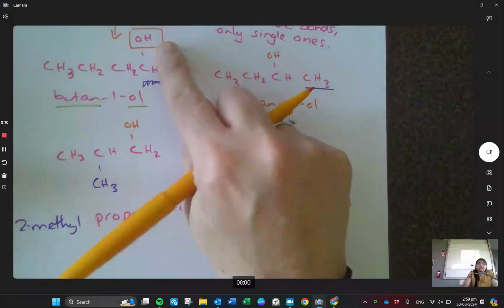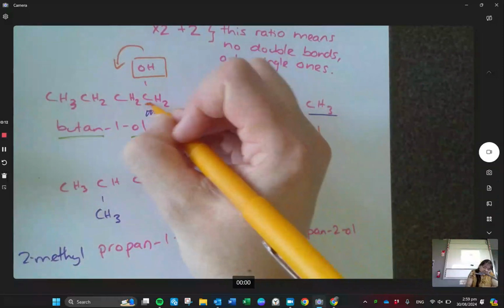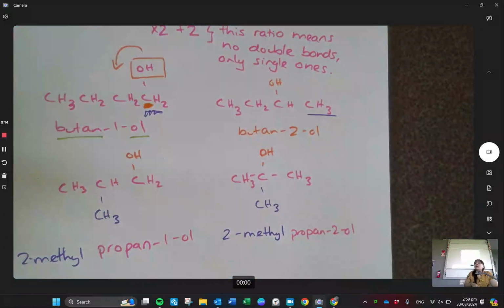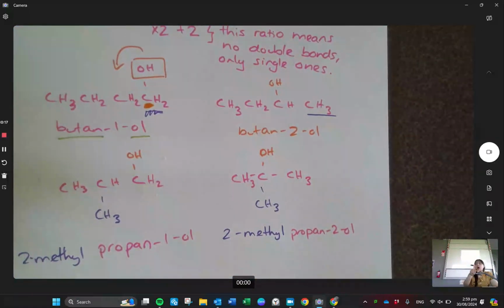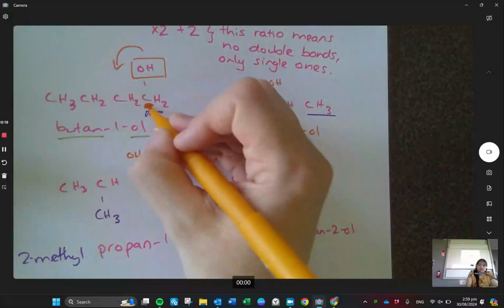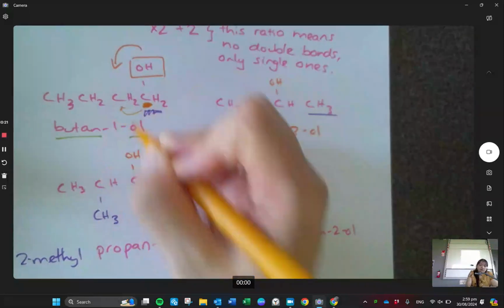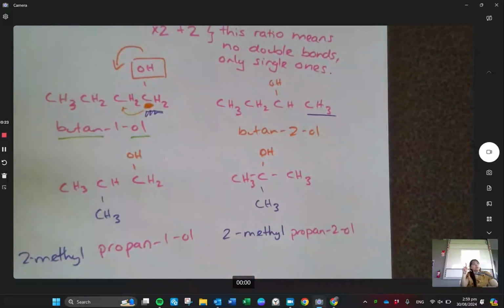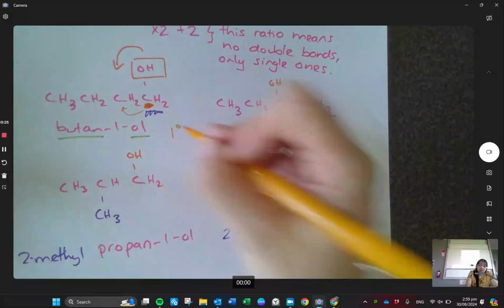So what you're looking at is here's my alcohol. This is the carbon it is attached to, and I want to see how many neighboring carbons are attached to it. So this carbon here, I look over here, it only has one carbon attached to it. So that is known as a primary alcohol.